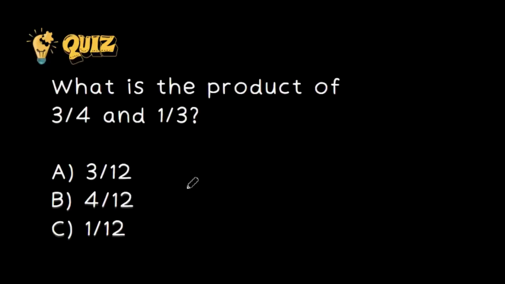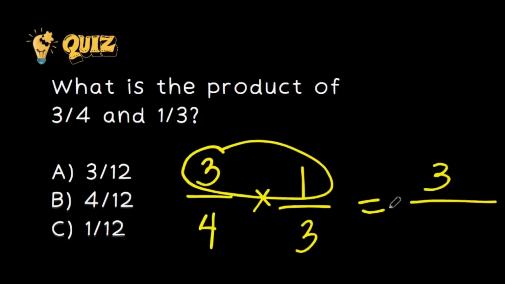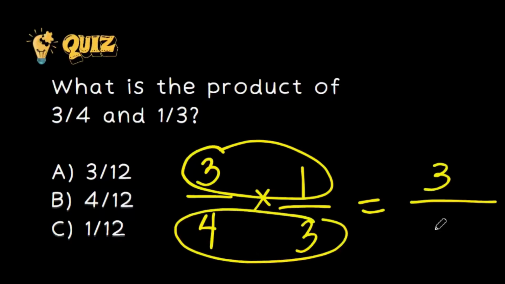Time's up. To find the product, we simply multiply the numerators together and the denominators together. So here is the calculation. So 3 times 1 in the numerator, that is 3. In the denominator, 4 times 3, that is 12. So the correct answer is A, 3 over 12.